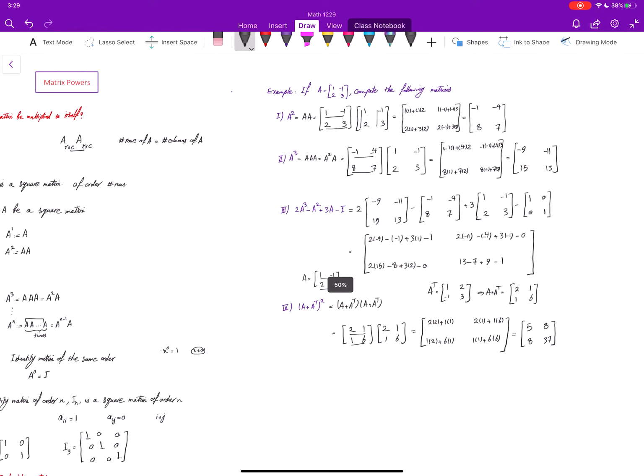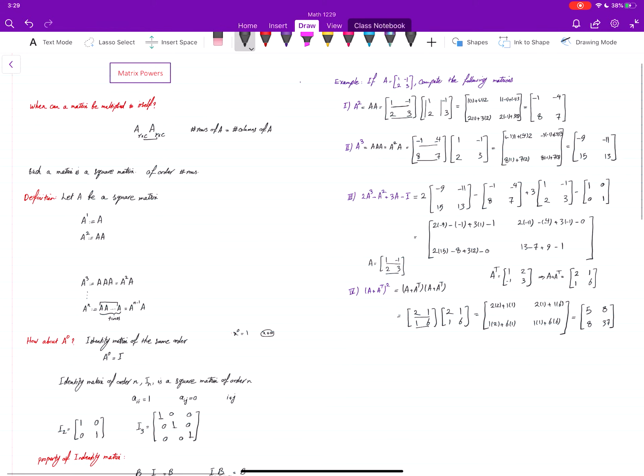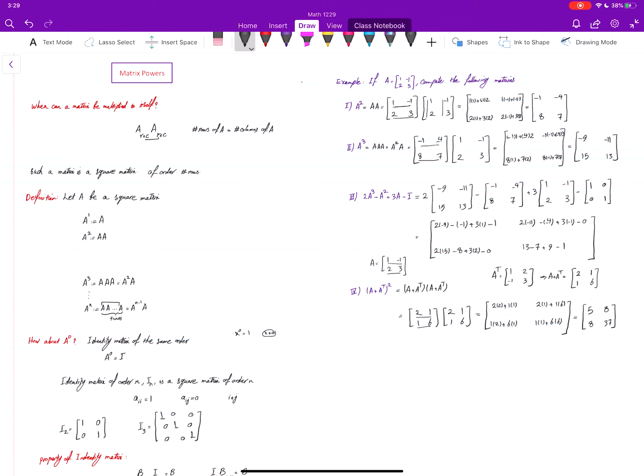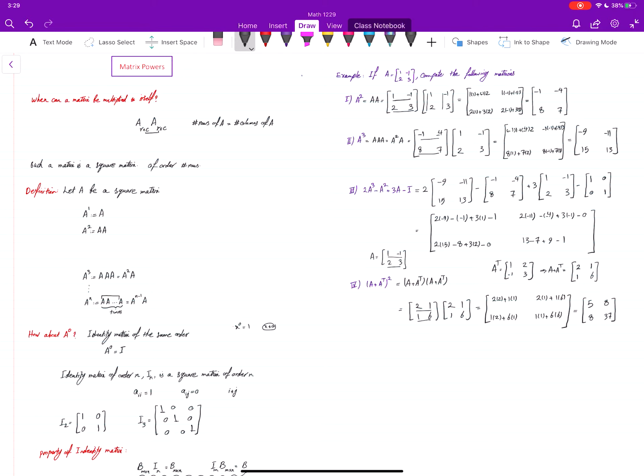So the powers of matrices are defined like the powers of numbers, and the only thing we have to be careful about here is that the dimensions of a matrix don't always allow us to multiply it to itself. It can be done only for square matrices.